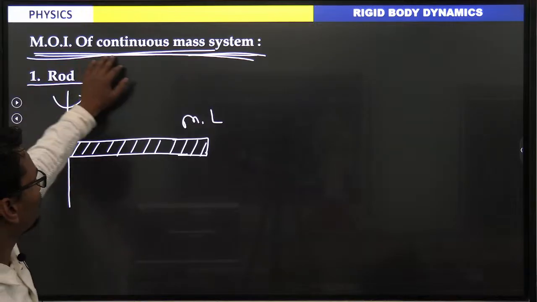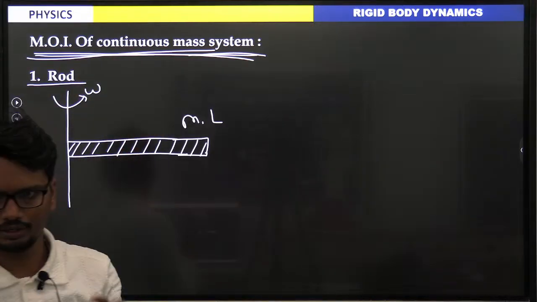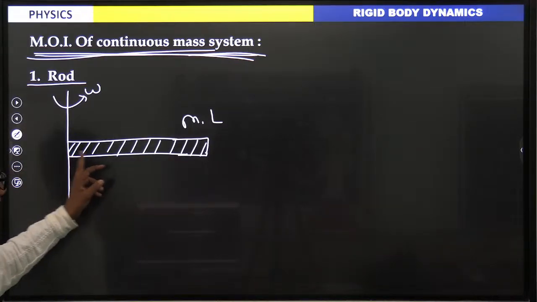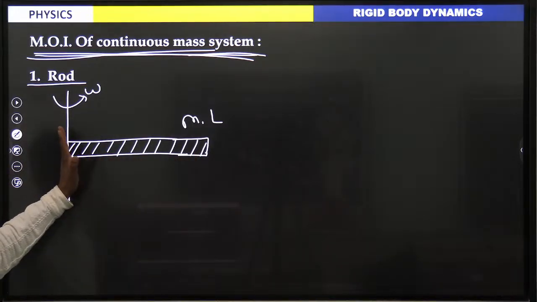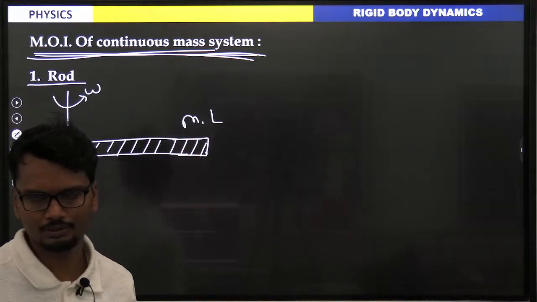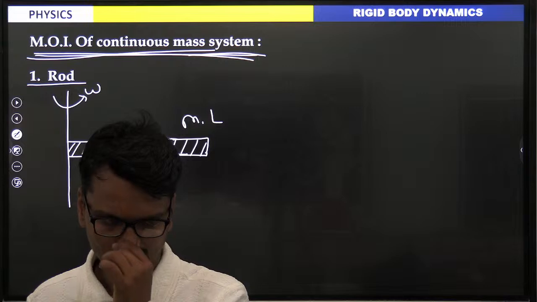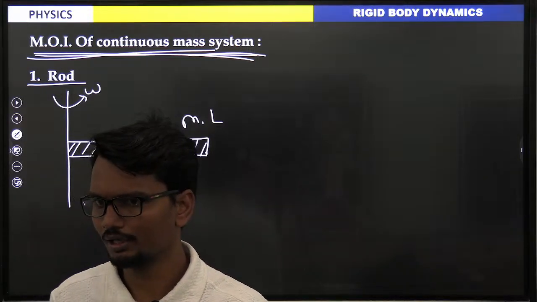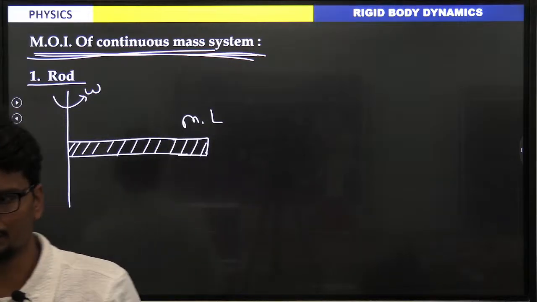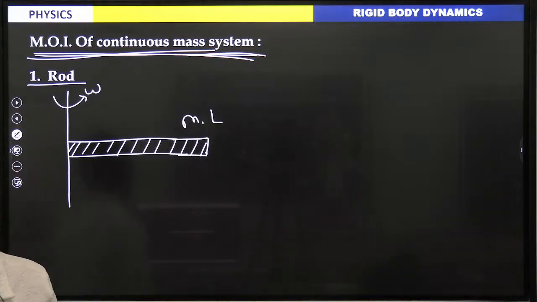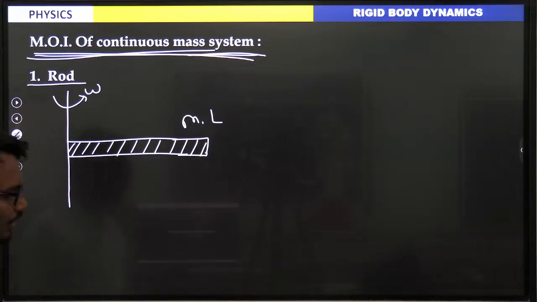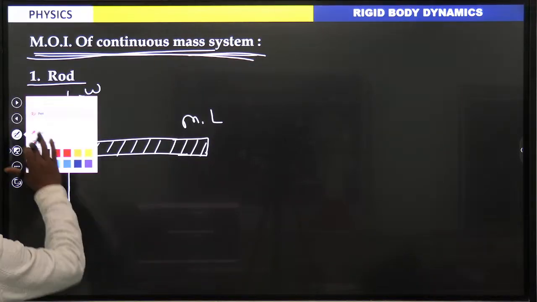Now, in this slide, for the moment of inertia of the continuous mass system, the mass is continuous from the axis. You can look here, this is the rod which is continuous from the axis from here to here. In the previous class, we only studied the one formula I equals m r square, which helps find the moment of inertia of a discrete system. But by using that formula, we can find the moment of inertia of this rod. How can we find it? Simply look here.